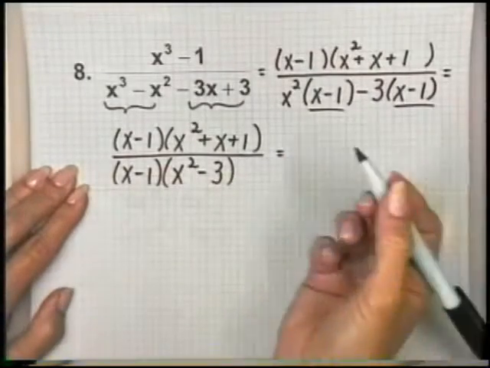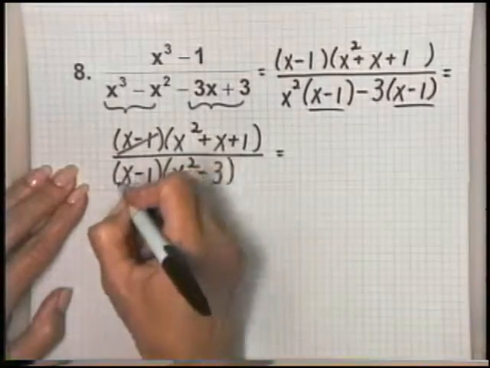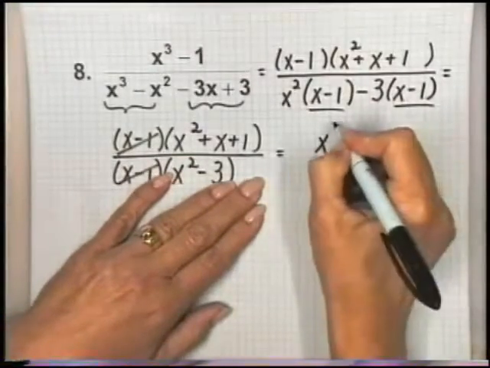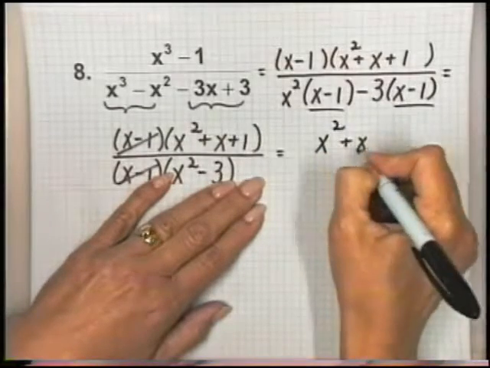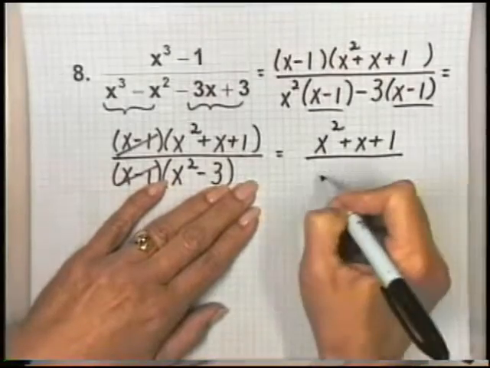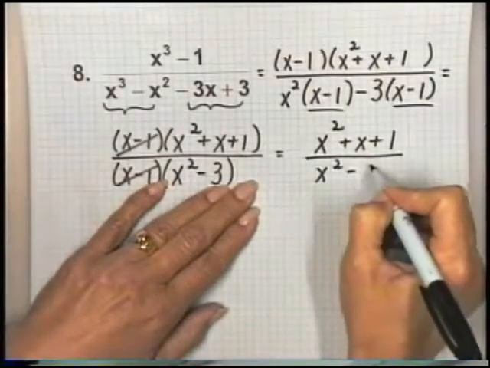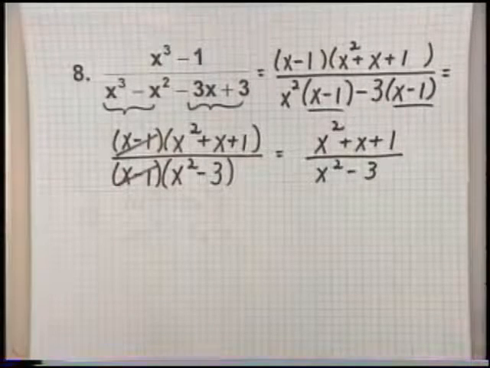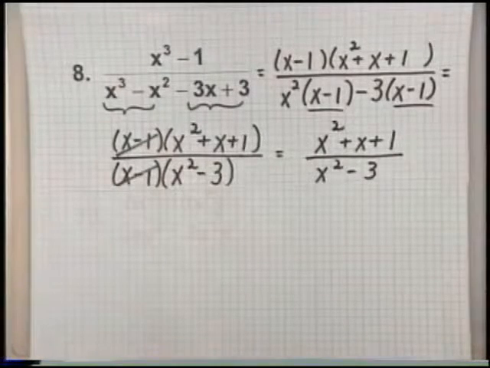Using my reduction property of fractions, I can divide out the common factor, x minus 1. That leaves me with x squared plus x plus 1 in the numerator, which is a prime polynomial, and x squared minus 3 in the denominator, which is a prime polynomial.